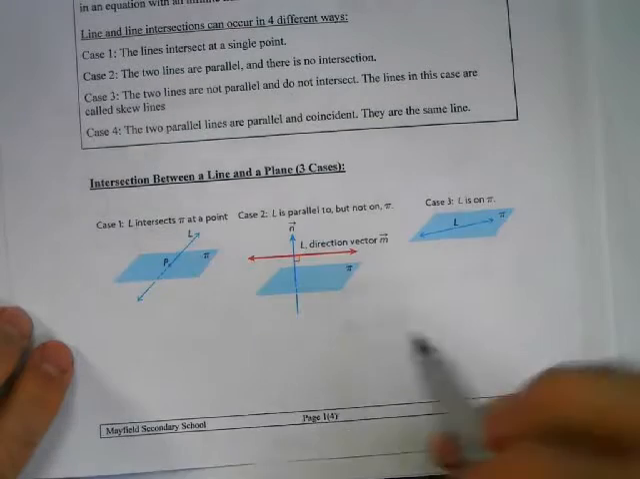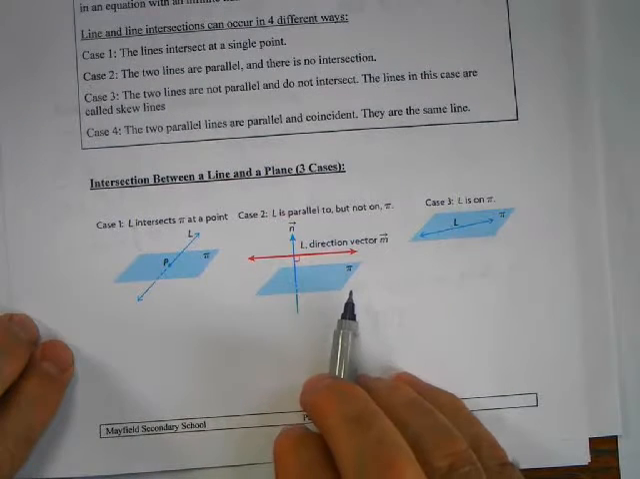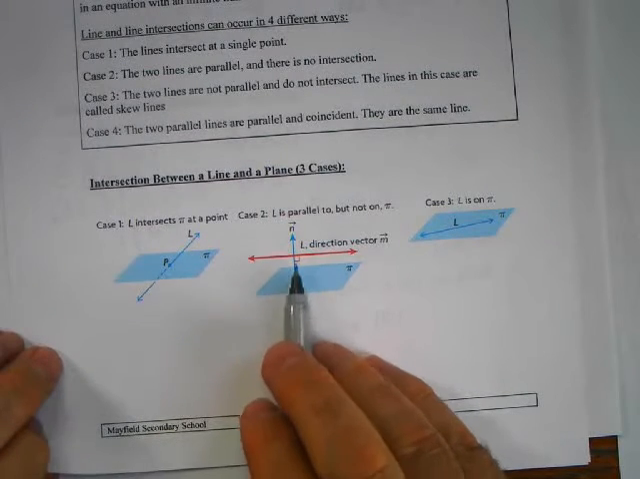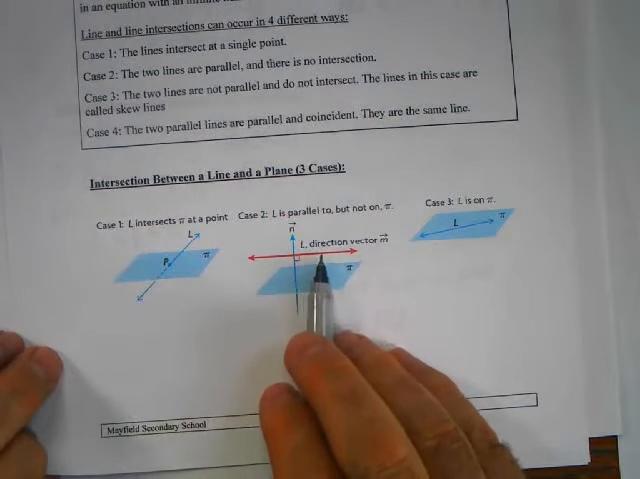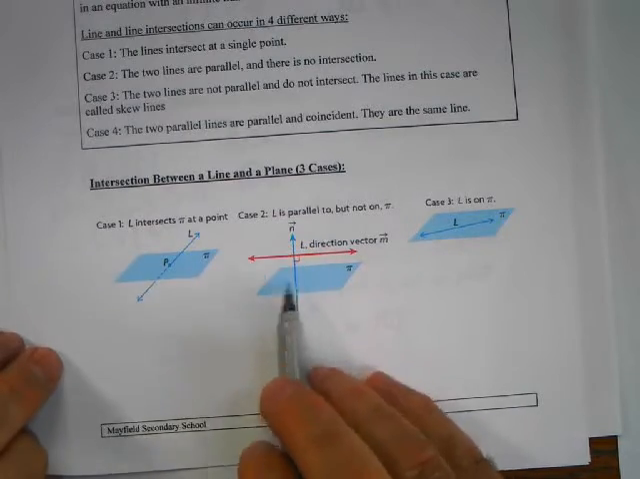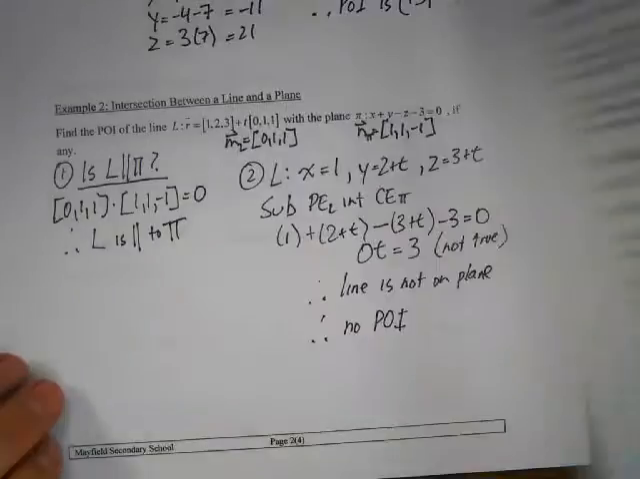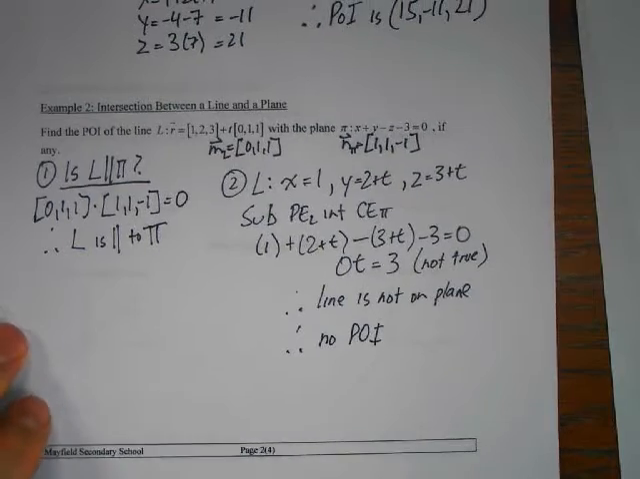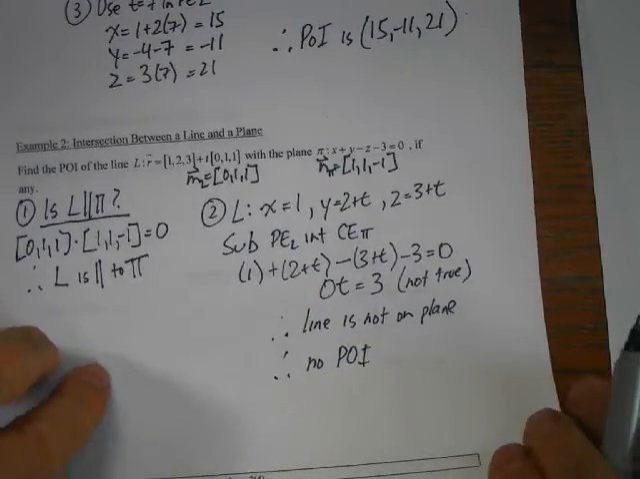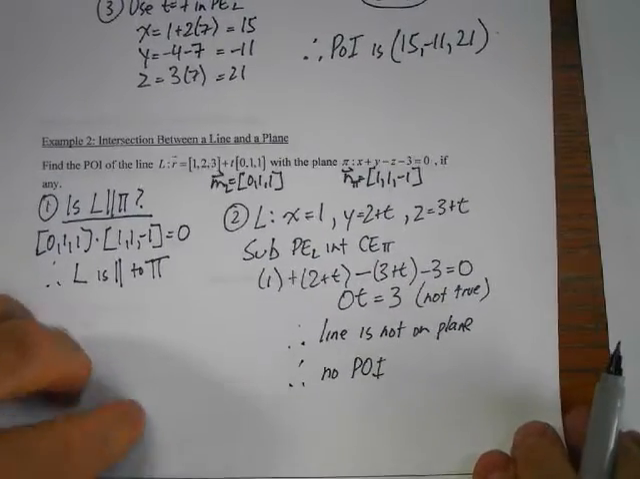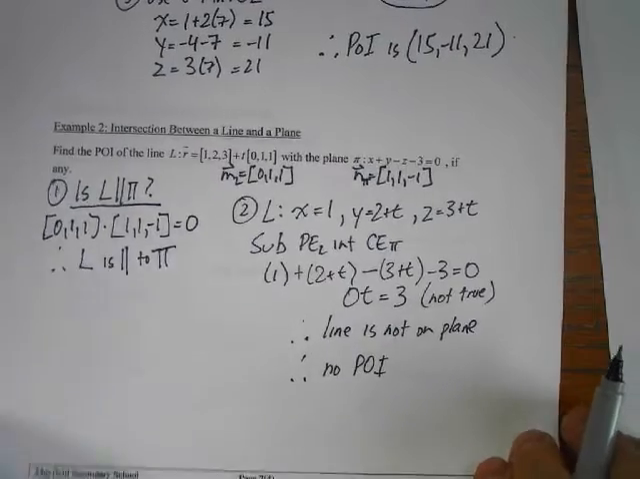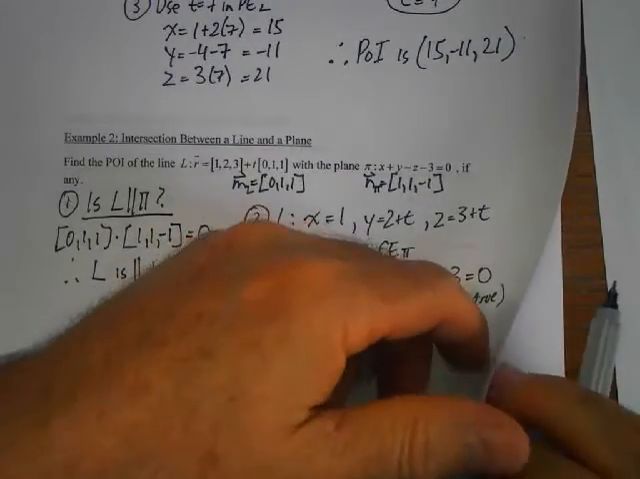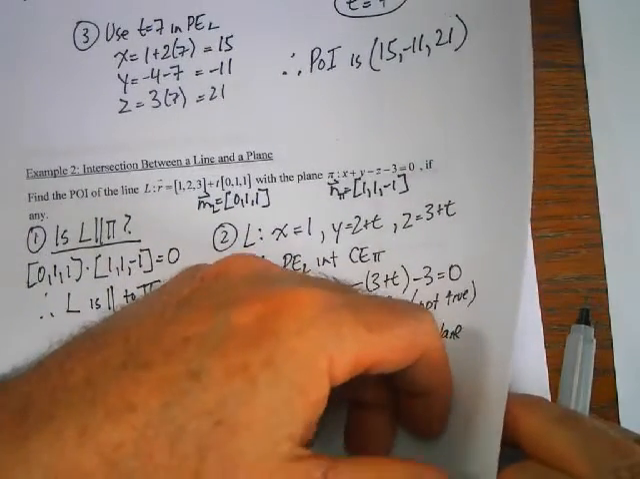We knew they were parallel, but we could not find a value that would make any point on the line also be on the plane. So we looked at those two cases there. Now we do have one more example, and you can probably guess which case that will be. So let's turn to that.